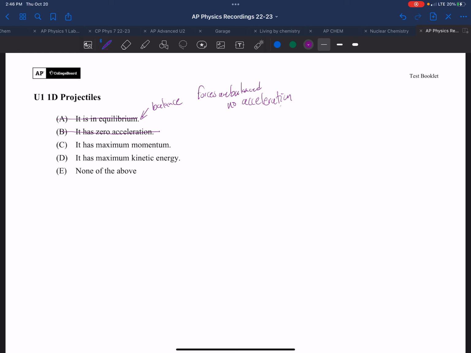Has maximum momentum. We don't know what that is yet. Again, why this shouldn't be in this topic. Has maximum kinetic energy. Maximum kinetic energy, you should know from middle school, is related to the speed. Now, if it's at the top, it's going to have the least amount of speed and the least kinetic energy. So it's not in equilibrium, it doesn't have zero acceleration, it's not the highest kinetic energy, and we don't know what momentum is. It turns out it doesn't have the max momentum, it's actually the least momentum as well. Momentum is also related to speed. So you would come right by not being able to answer this one, but the best answer is E, none of the above.